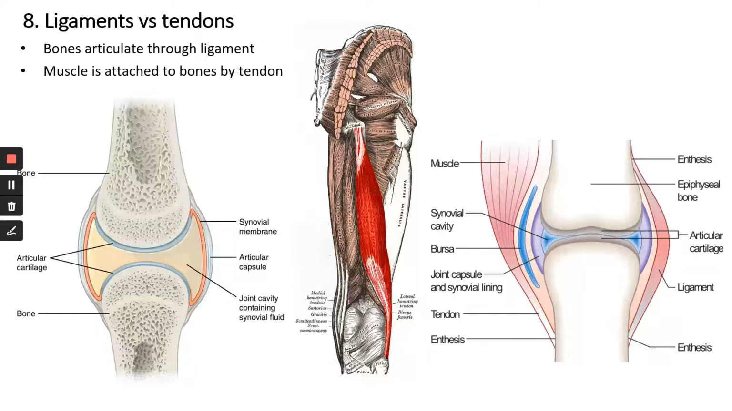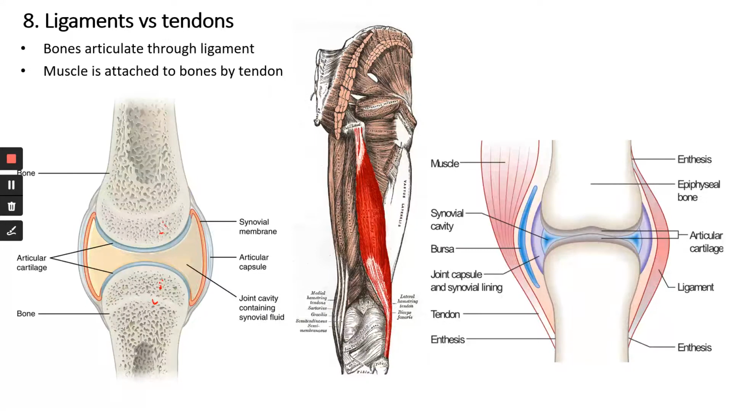We also need to look at ligaments and tendons to know the differences between those two, because I have seen questions on the differences between those two structures. The difference is actually very straightforward. Remember, we just talked about joints, right? So you have adjoining bones. Ligaments connect bones to bones.